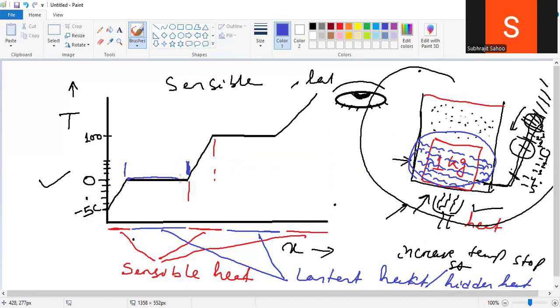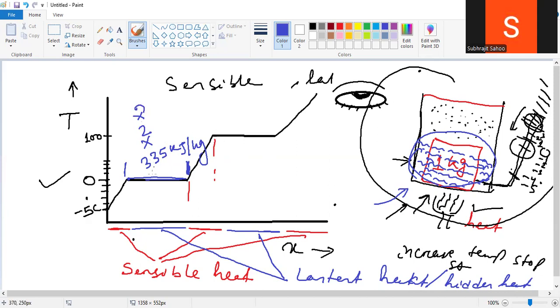During this period, how much heat are we giving here? 335 kilojoule per kg. One kg of mass is there. If it is 2 kg, then multiply by 2. If it is n kg, then multiply by n. Currently it is 1 kg, so 335.